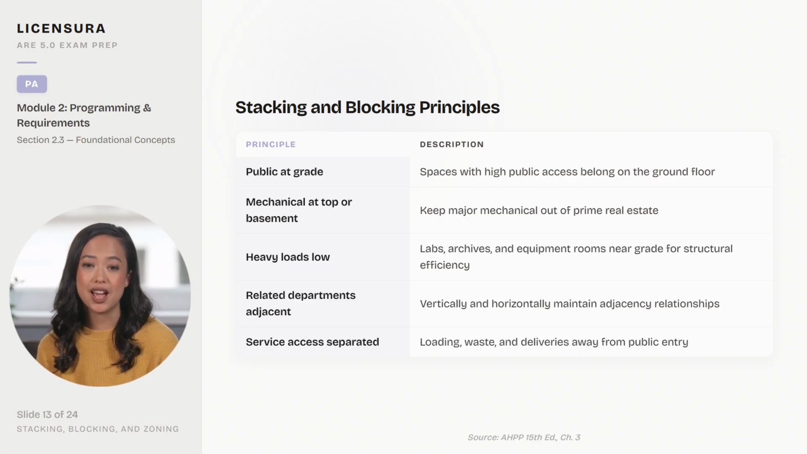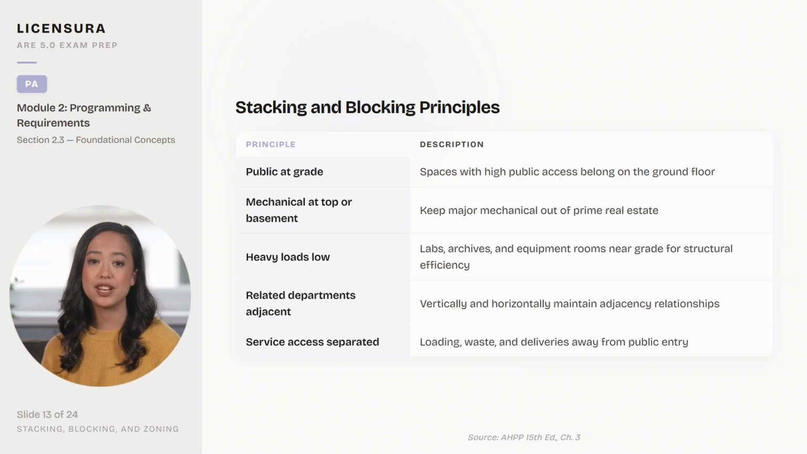Public spaces belong at grade level, where visitors can find them. Major mechanical goes at the top or in the basement to keep it out of prime real estate. Heavy loads like labs and archives should be near grade for structural efficiency. Related departments stay adjacent both vertically and horizontally. And service access must be separated from public entry. These principles inform the program before design begins, establishing constraints that the designer must respect.